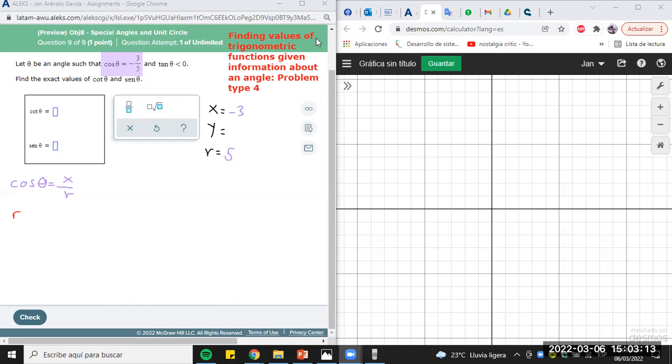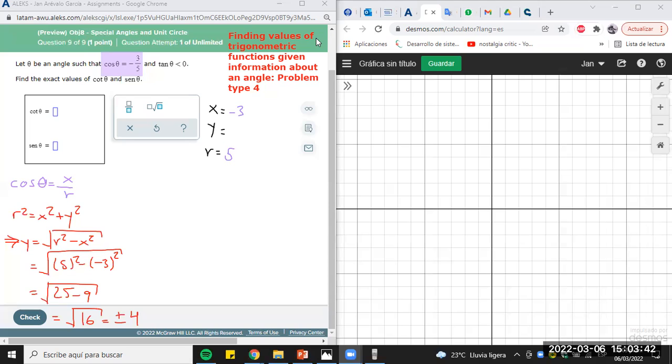Now, to get the other one, we're going to use Pythagoras. The y equals the square root of r squared minus x squared. Substitute everything, and we have the square root of 5 squared minus 3 squared. That negative sign is going to get cancelled anyway. So we get 25 minus 9, that in a square root is the square root of 16. That is positive and negative 4.